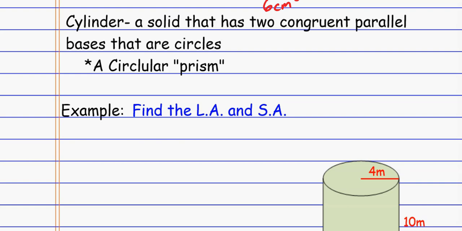Now, it's not technically considered a prism because it's not technically a polyhedron, because the side that connects the 2 circles is not a polygon. It's kind of this curved piece.